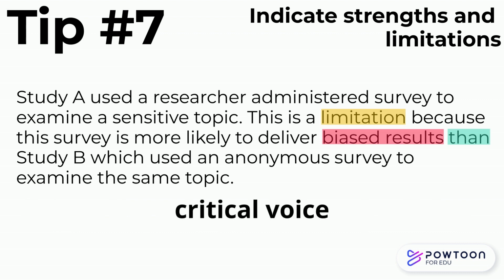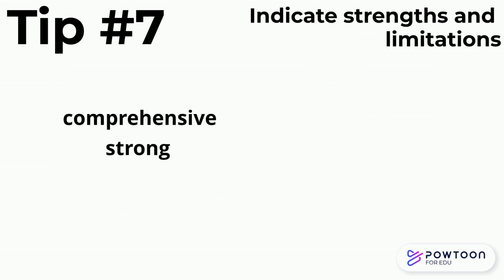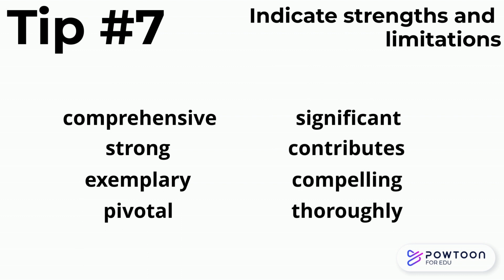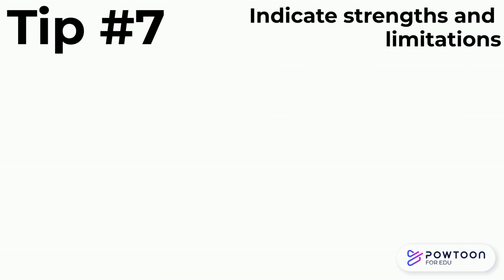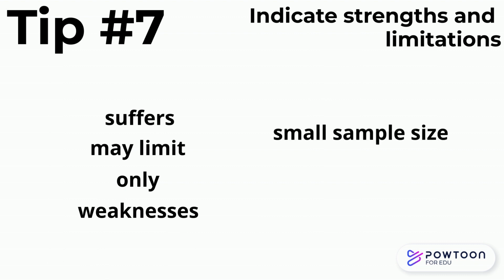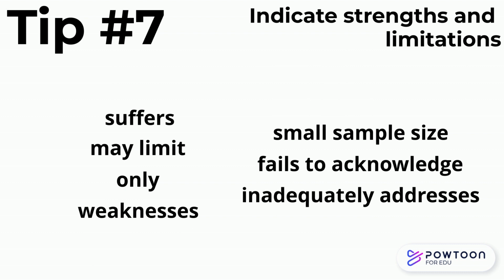There are many words and phrases to indicate strengths and limitations in order to integrate your critical voice into your own writing. Words that indicate strengths may include comprehensive, strong, exemplary, pivotal, significant, contributes, compelling, thoroughly. Words and phrases that indicate limitations may include suffers, may limit, only, weaknesses, small sample size, fails to acknowledge, inadequately addresses. Use these words strategically to decrease wordiness in your writing.